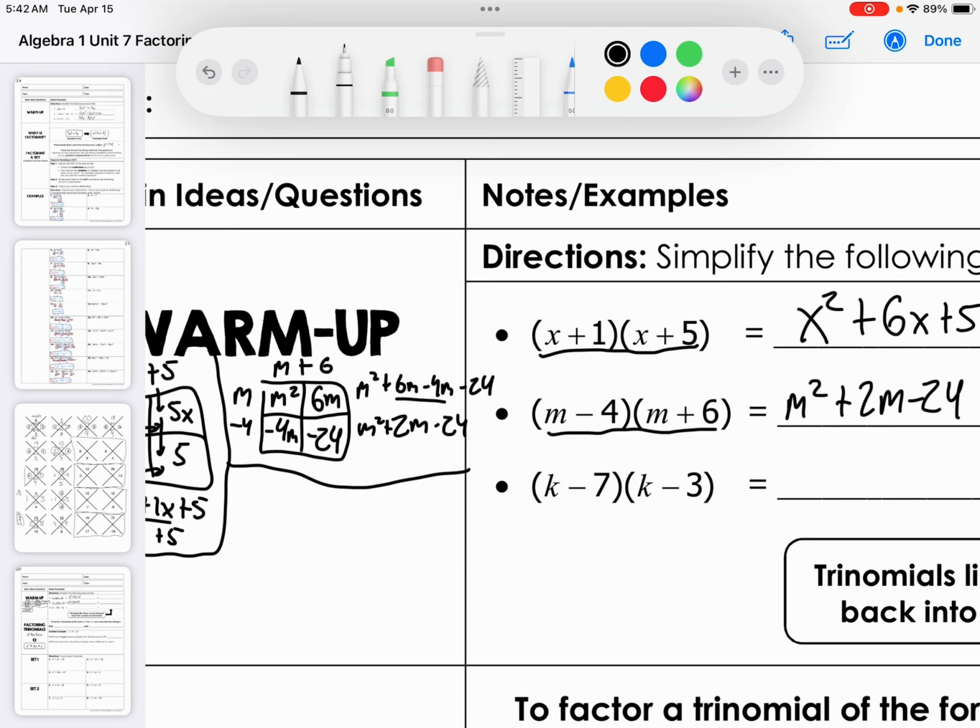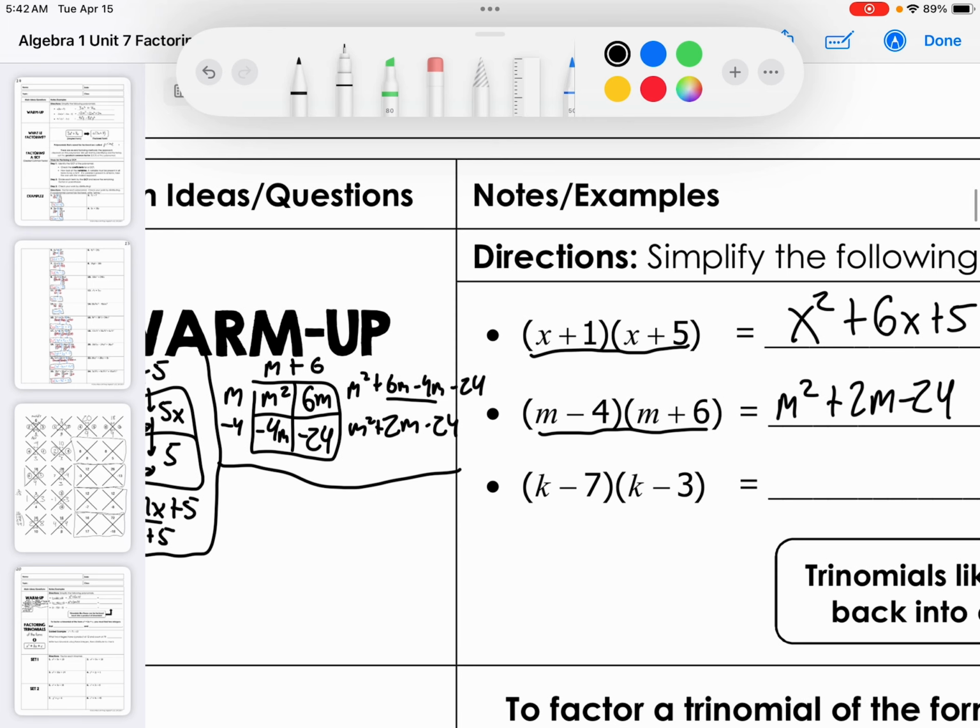Okay. So for the last one, we have k minus 7 times k minus 3. K times k is k squared. K times negative 3 is negative 3k. Negative 7 times k is negative 7k. And negative 7 times negative 3 is 21.